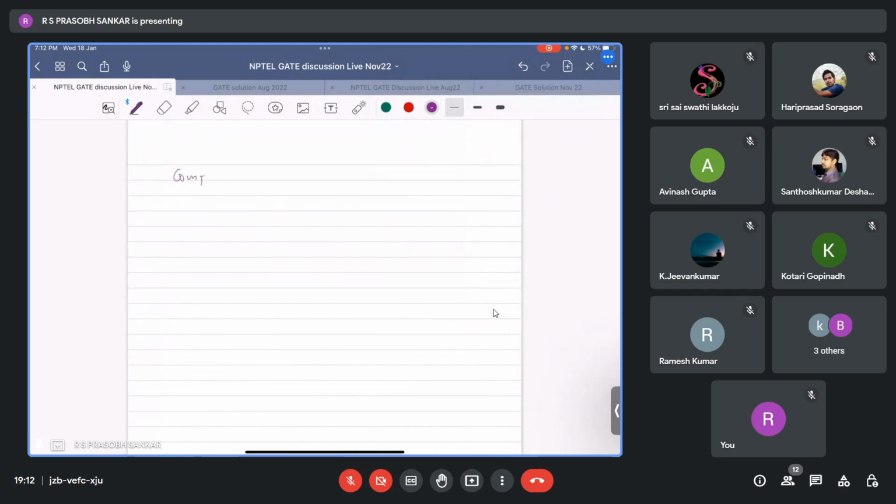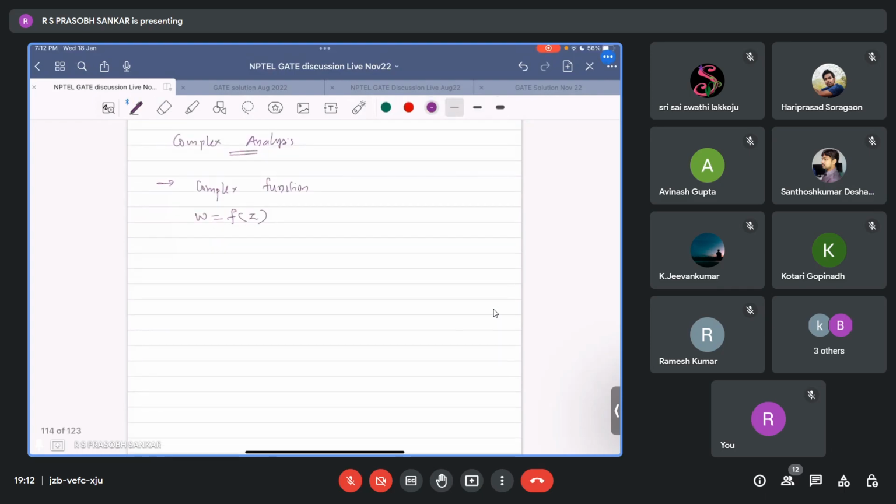So first, we define what is known as a complex function. A complex function is a function w equal to f of z, where w can be complex and z can be complex. So this is how we define a complex function.